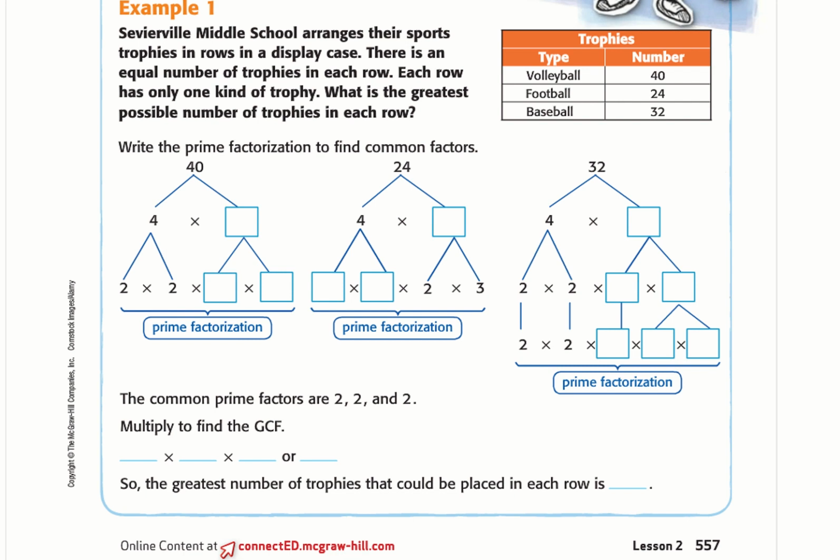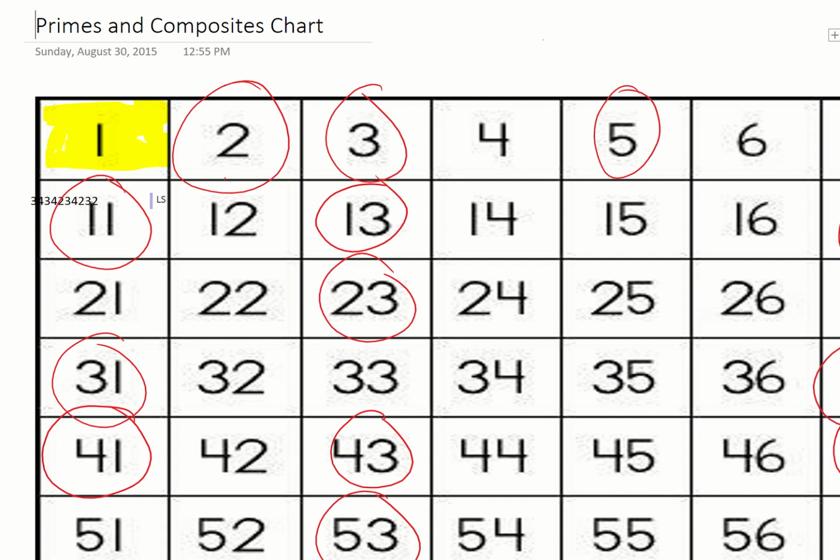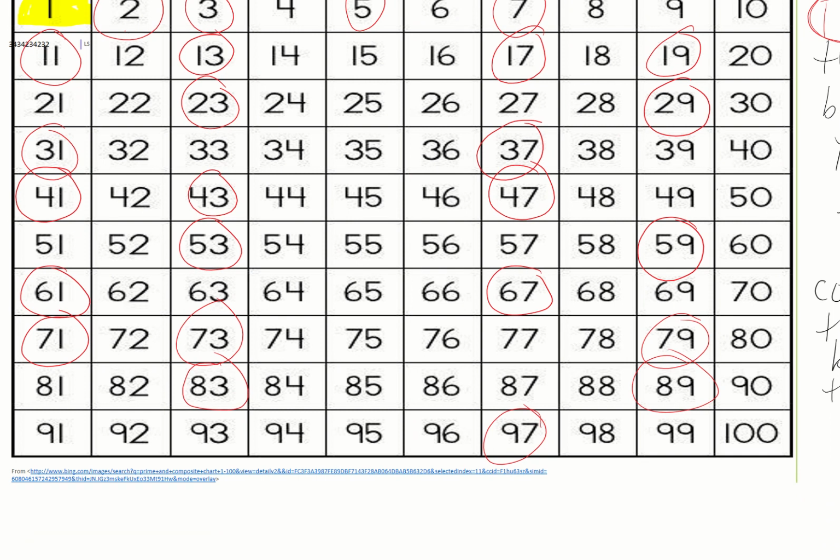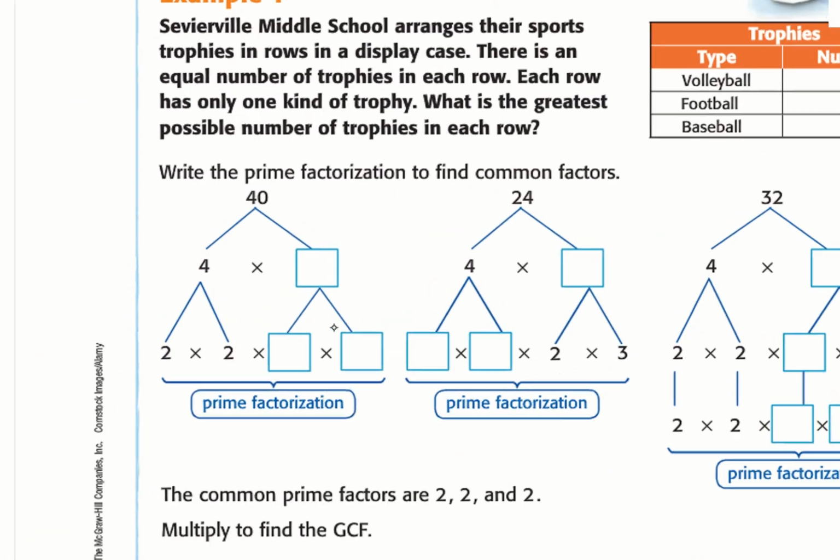So example 1 is going to be the prime factorization method. And this is where we are going to look at the prime numbers. At the very beginning of the year, we have the prime and composites chart. This is for my class only. So you will be needing this chart to help you with finding the prime numbers.